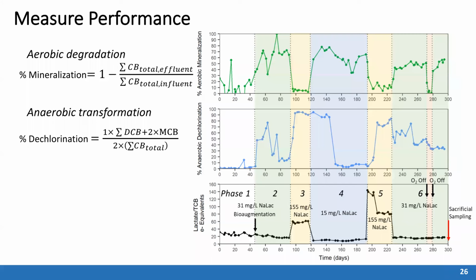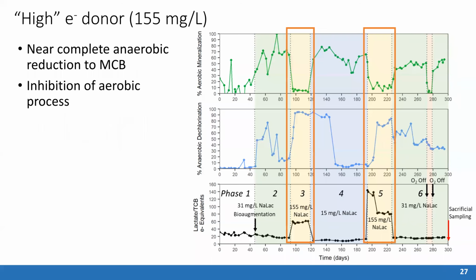Likewise, in aerobic degradation, sometimes it's very high, sometimes it's very low. And that's dictated by the bottom panel, which shows our variables in terms of the amount of substrate that we're adding. So what we're going to do now is break this up into three kinds of segments.